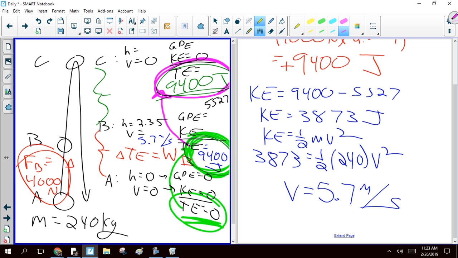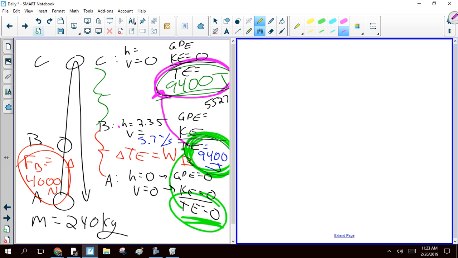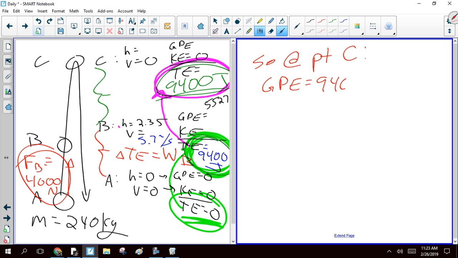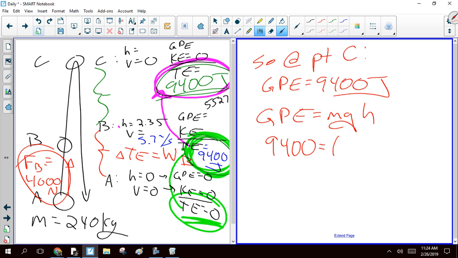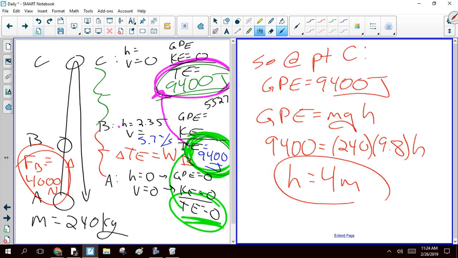So, I guess we might as well finish it, right? We're 99% of the way done, so let's finish our one last part. So then to find the height at point C, we know that our GPE has got to be 9,400 joules. And so then you just do GPE is mgh. So 9,400 equals the mass of the dumbbell times 9.8 times h. Solve for your height. And it gives you a big number, 2 point, no, 3 point. I have no idea what the answer is. Anybody know what it is? 4? 4. Thank you. Thanks, Max.